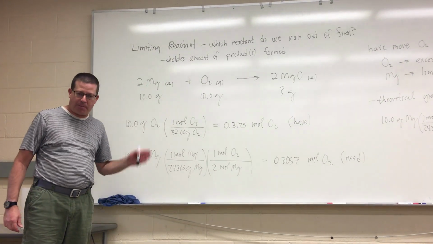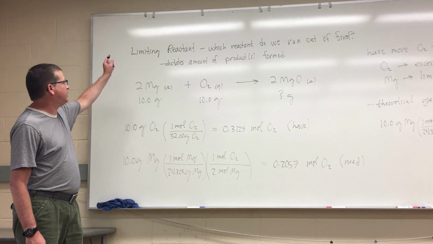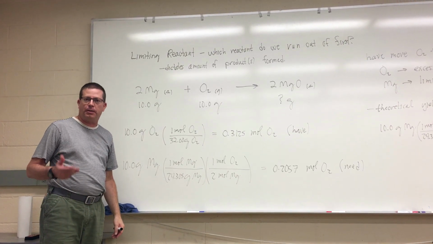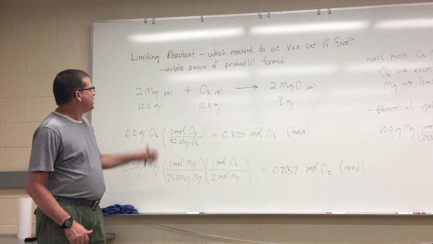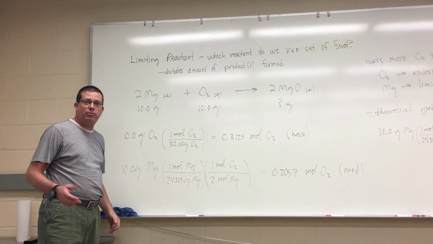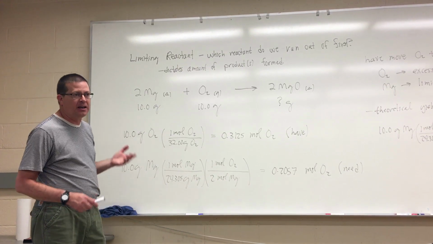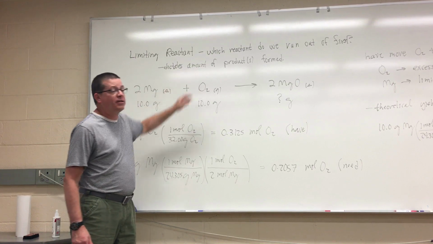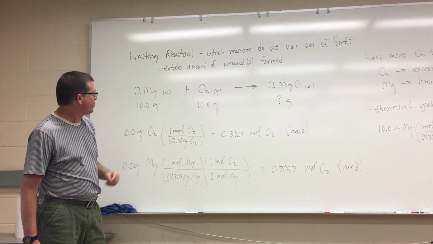The topic of today's video is going to be limiting reactant. What we're trying to determine in a limiting reactant problem is which reactant do we run out of first, and why is that important? Well, the importance of it is that it is going to dictate the amount of product that we can in turn form.